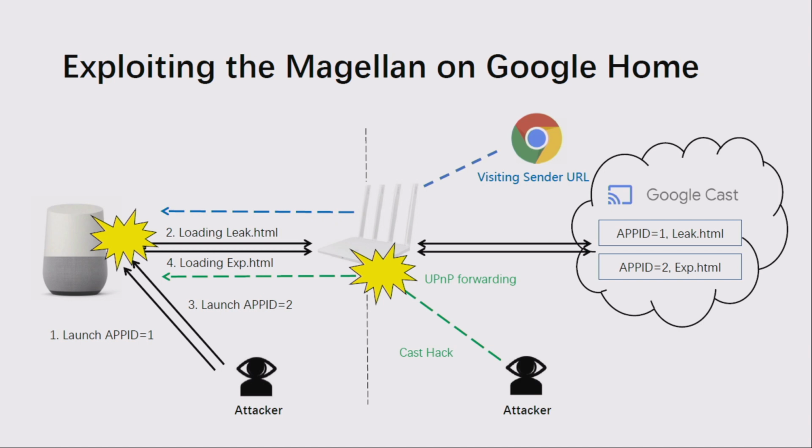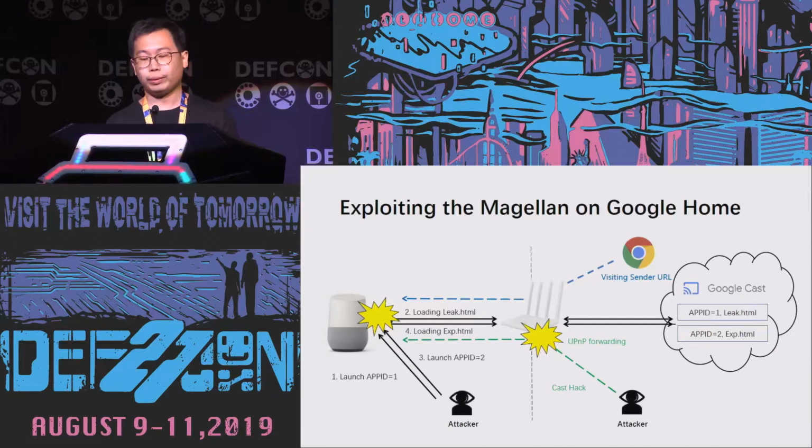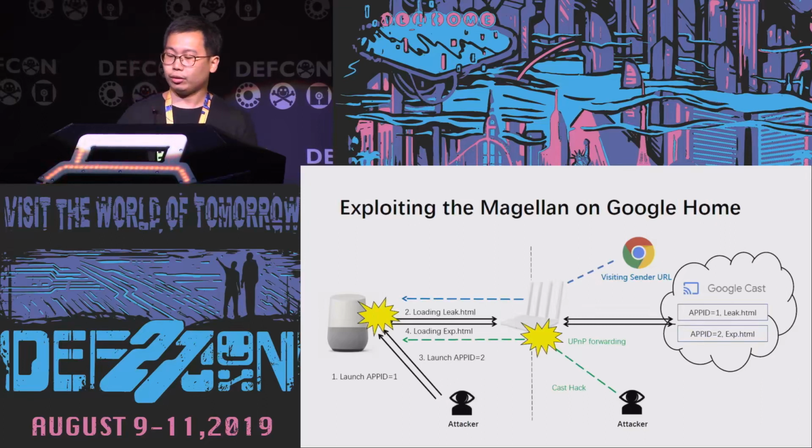The second, the attacker sends the launch app ID 2 command, Google Home loads exp.html, so that the RCE happens. The entire process does not require user interaction. In the other two scenarios, you don't need to be on the same LAN to start the attacks. The attacker induces the victim to access the URL of the sender application. We can also scan the networks, and if the routers have UPnP forwarding, we can try to launch remote attacks on the internet.